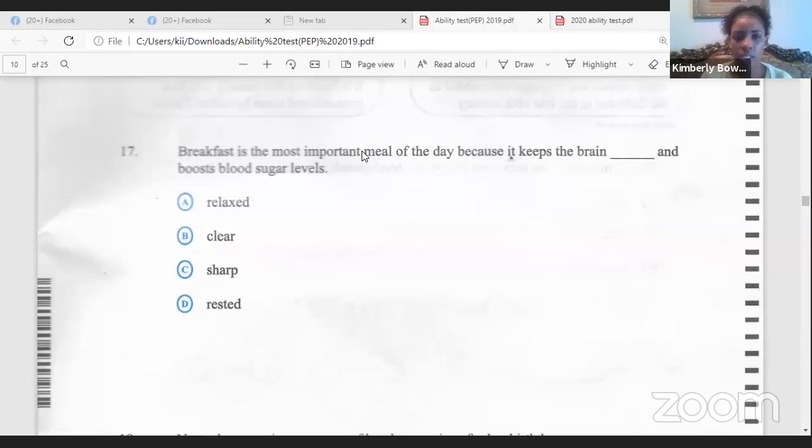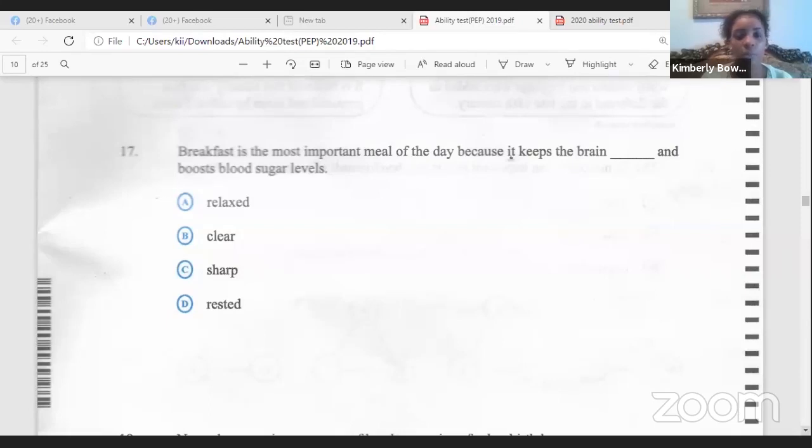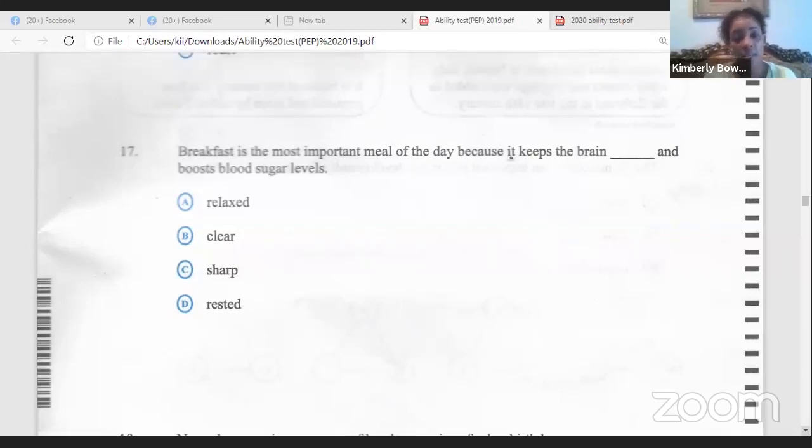Sorry about that. So we have a question here on the 2019 past paper. Breakfast is the most important meal of the day because it keeps the brain. So there's a missing word that would complete the sentence. However, some of these words are synonymous in a sense.